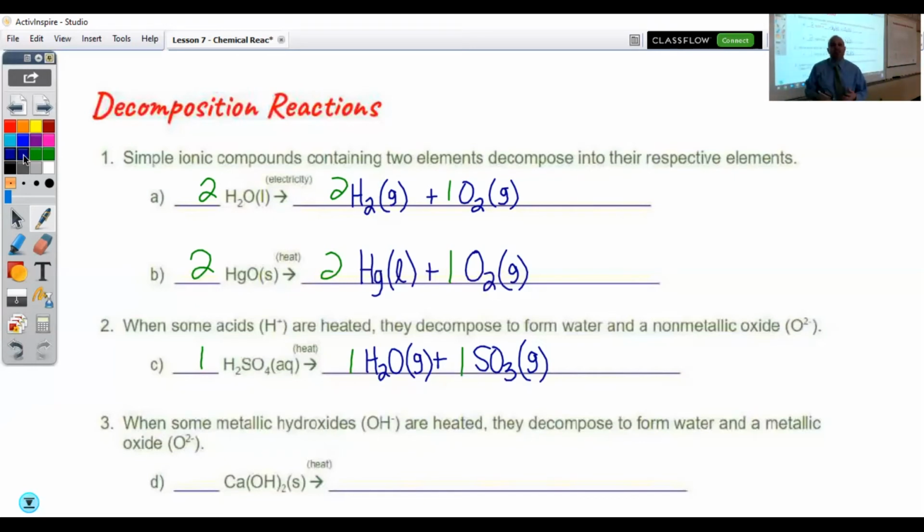We take a look at the next subcategory. Again, this is analogous to what we saw in the synthesis reactions, except now we're breaking that down. So we have a metal hydroxide. When it's heated, it's going to decompose to form water and a metal oxide. So in this case, we have calcium hydroxide. We're going to pull water out of there. So we have H2O. Again, it will be a gas because it's being heated. And what's left behind is CaO.